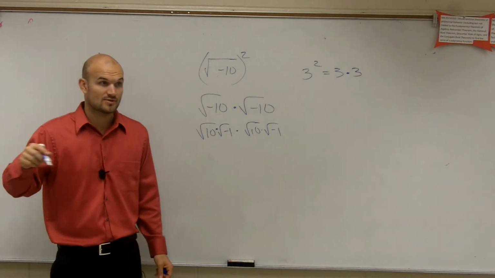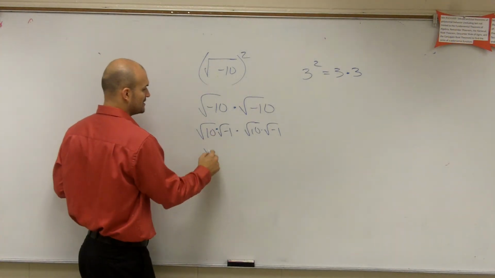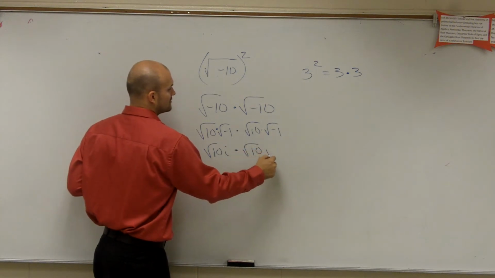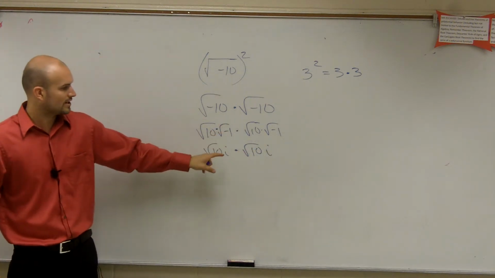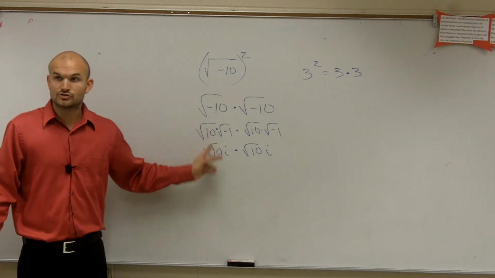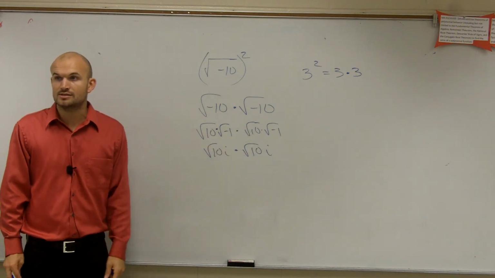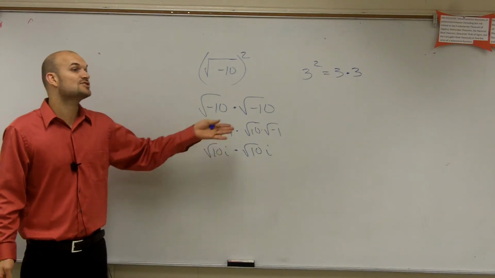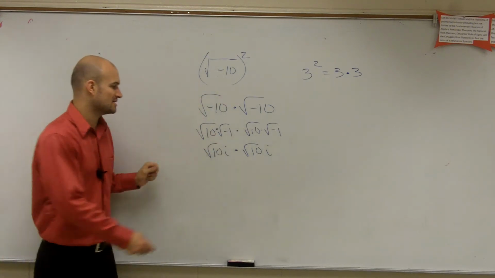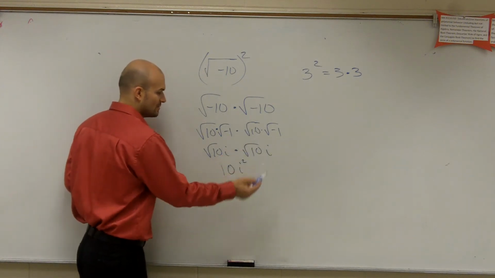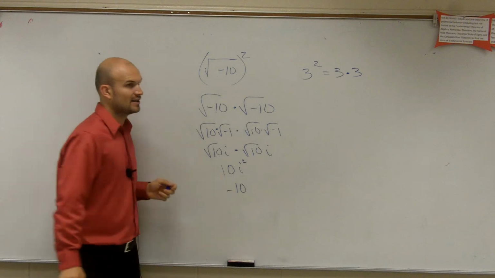It was in your notes. We talked about it. So this can now be the square root of 10i. This can be times the square root of 10i, as square root of negative 1 is i. Now, when I multiply them, I get the square root of 10 squared, which is, well, remember, square root of 10 squared, so you're square rooting 100, which would give you 10, times i squared. i squared is negative 1. Final answer is negative 10.